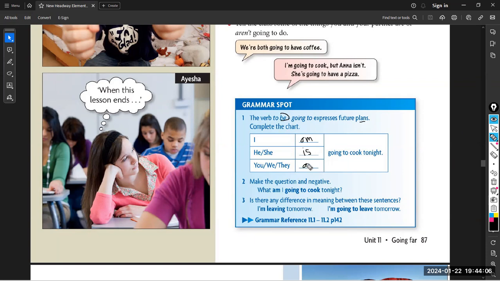Then any plural, you have to use are going to. Exactly. And absolutely, if you want to ask a question, you have to start with the auxiliary. Is she going to cook tonight? Is he going to watch the match tonight? Are they coming tonight? So absolutely, I have to start with the auxiliary if I'm asking a question.